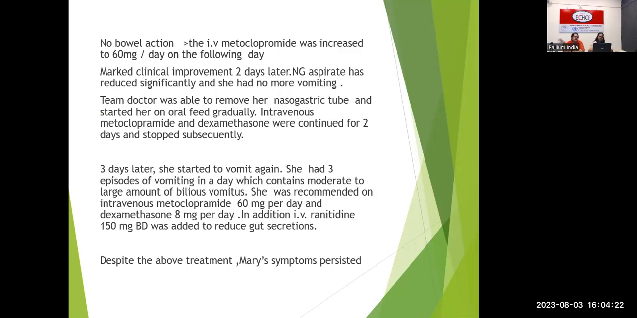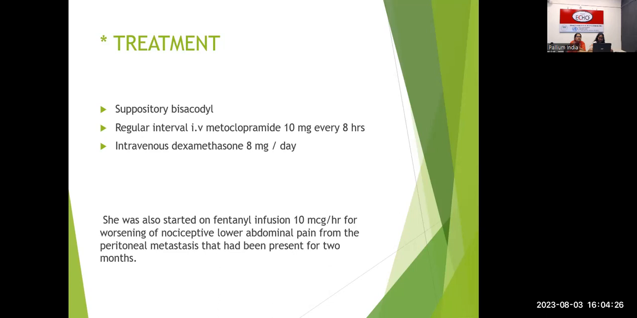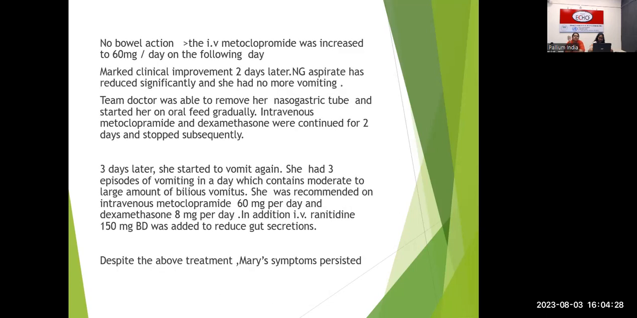So the patient was given that treatment initially. What you saw now was the management given for her. And what happened? There is no bowel action. The IV metoclopramide was increased to 60 milligrams per day the following day. After increasing the metoclopramide, there was marked clinical improvement in 2 days. NG aspirate reduced significantly and she had no more vomiting.